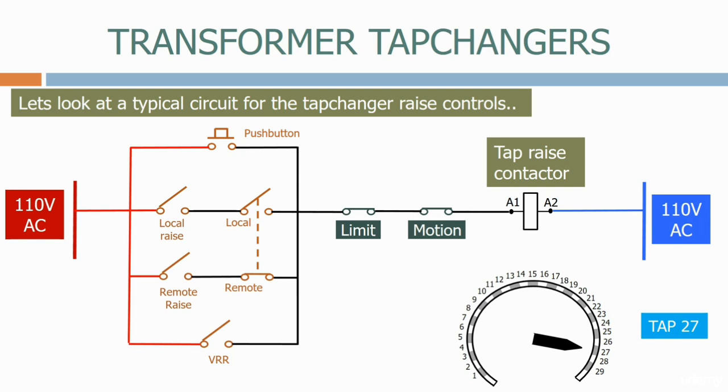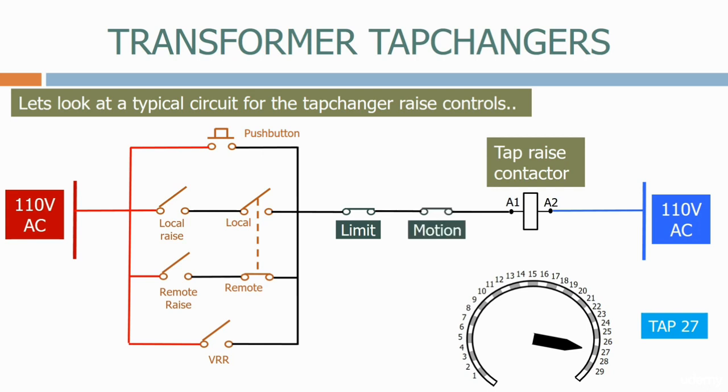As we can see, this tap changer has 29 taps. We have 2 conditional switches. The first one is a limit switch. Should the tap changer get to tap 29, this shuts down the circuit automatically to stop it going beyond the tap changer range. The next is a motion limit switch. This ensures that regardless of the signals, we only do one tap at a time.